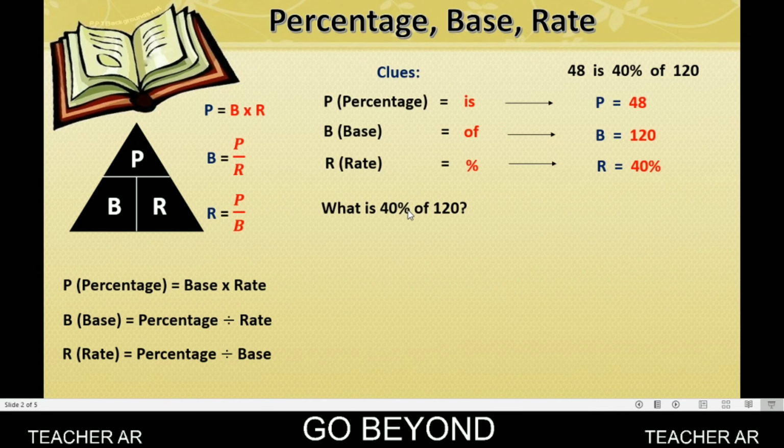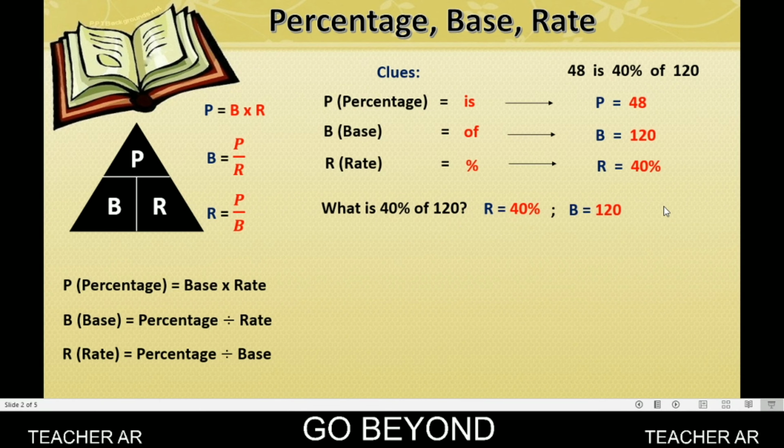Sino ito si 40%? Si 40%, siya yung nagdadala ng percent symbol. So, ibig sabihin, our rate is 40%. And si 120 naman, off. Siya yung katabi ni off. Siya yung kasama ni off. So, 120 is our base.